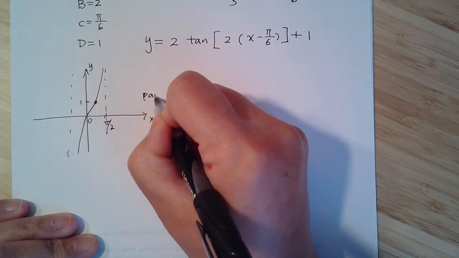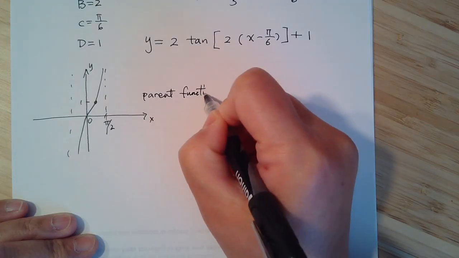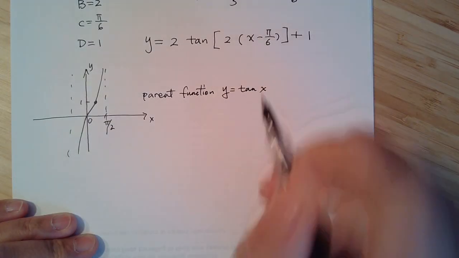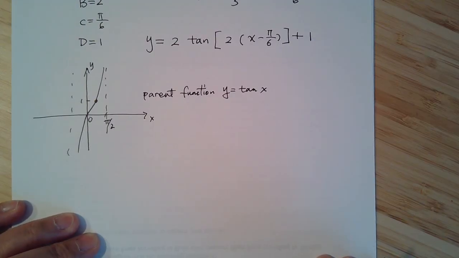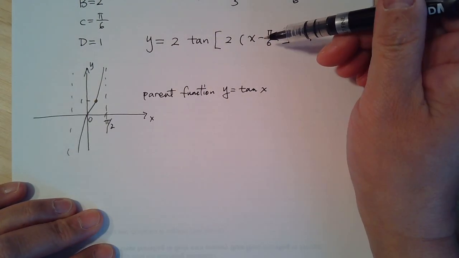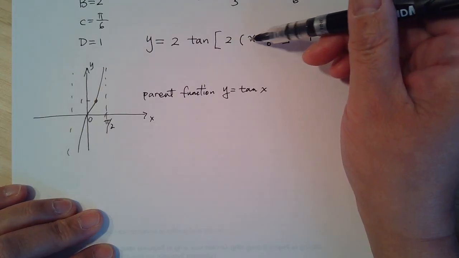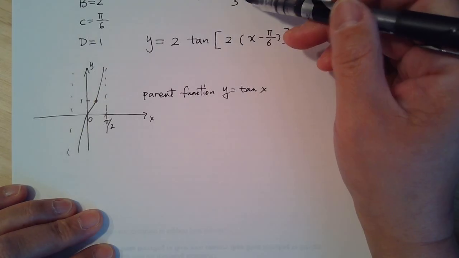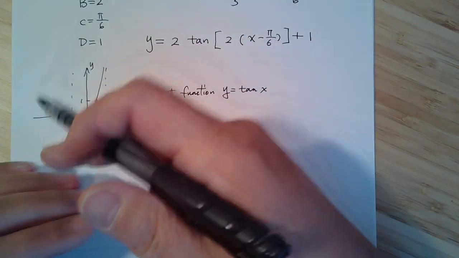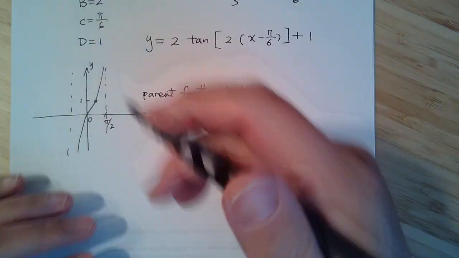This is the parent function. Okay. Now, what you should do first? You should do a lot of things. This is the multiple of 2, which means, how do I call that? The amplitude, you're going to stretch this by 2.